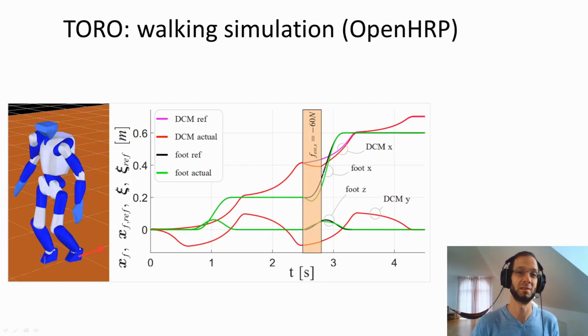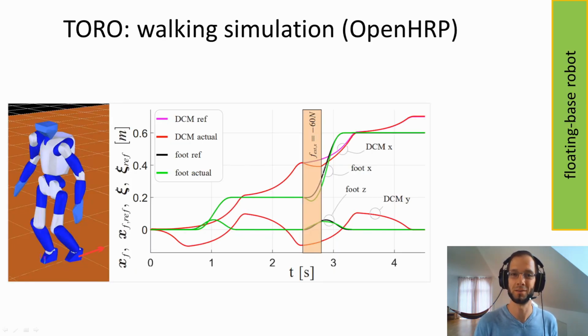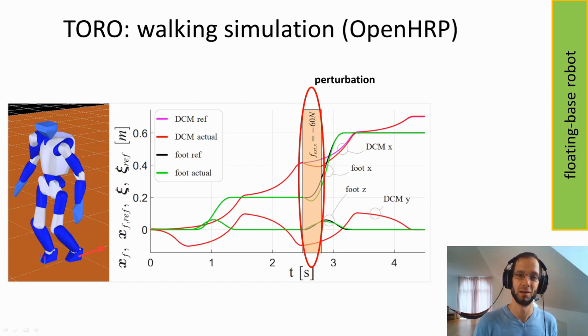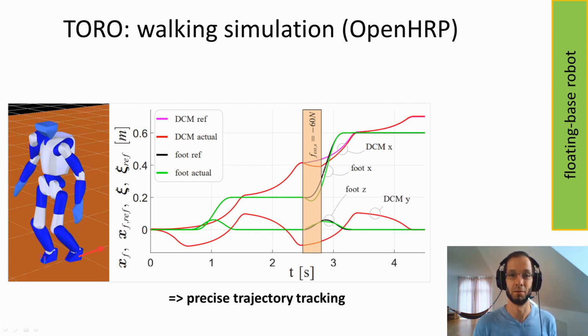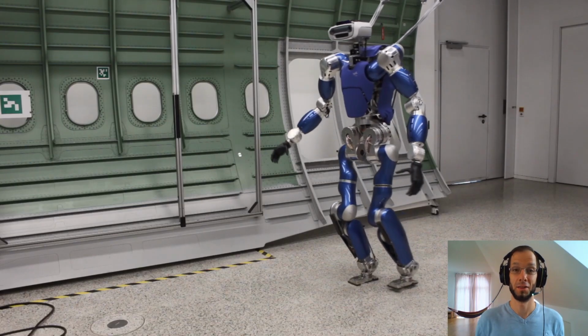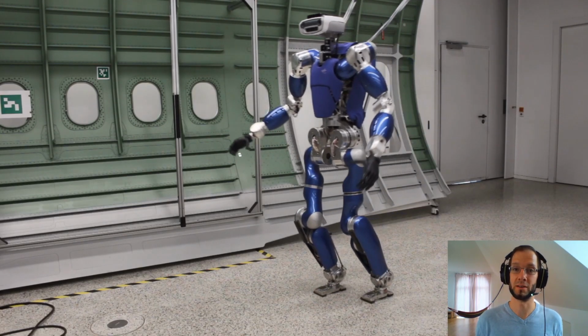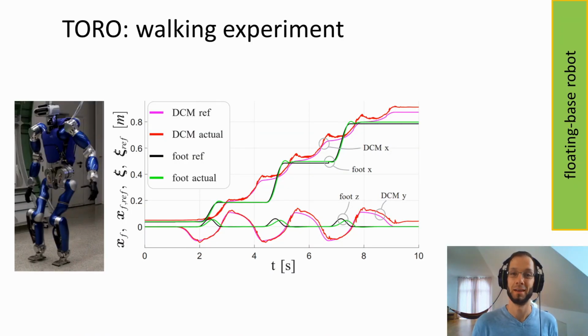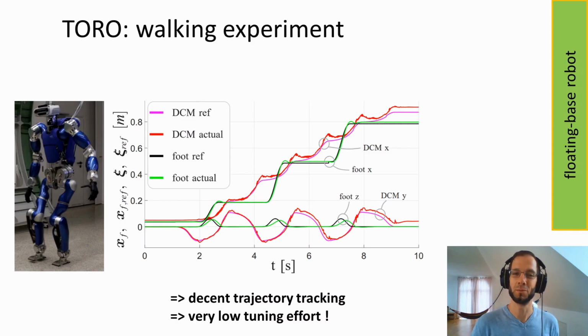Next, to showcase MPTC's ability to control floating-base robots, I present the result of a simulation of Toro walking in OpenHRP. Except in case of perturbations, we observe precise trajectory tracking, both for the center of mass, or here DCM, and for the feet. The results of the walking experiment that we had already seen are shown here. Again, we observe decent trajectory tracking. It is important to point out that MPTC, as compared to inverse dynamics, requires a very low tuning effort when it comes to its real-world application.